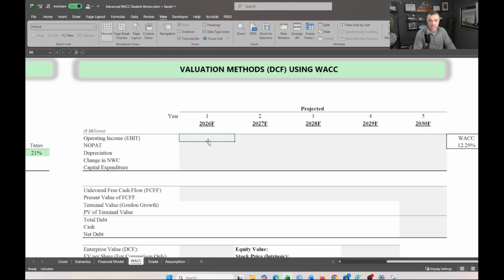So let's do the enterprise value first. We want to know what the operating income is. So that's what we want to bring in.